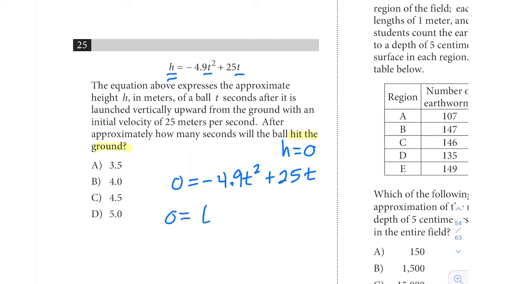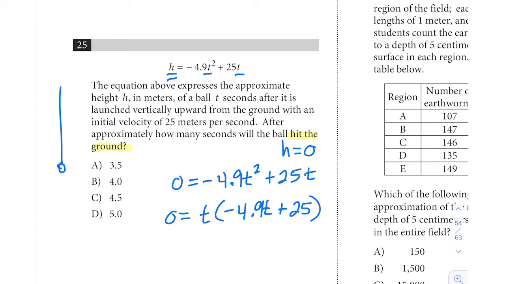So here we would have t times negative 4.9t plus 25. And you can set either factor equal to 0. We have a t equals 0 because that is a place where the height is 0. That would be at the very beginning.